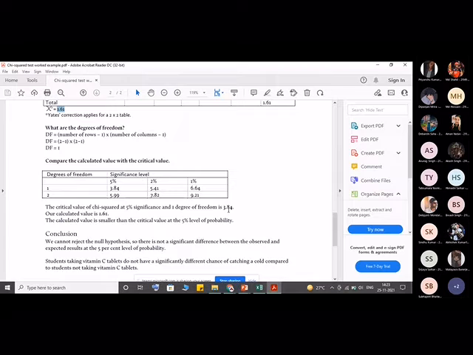So that means your chi-square value is less than your critical value. So if it is less than, then what does that mean? अगर chi-square value तुम्हारा critical value से कम है, then what does it mean? So that means there is no significant difference. So significant difference मतलब दोनों में कोई डिफरेंस नहीं है.